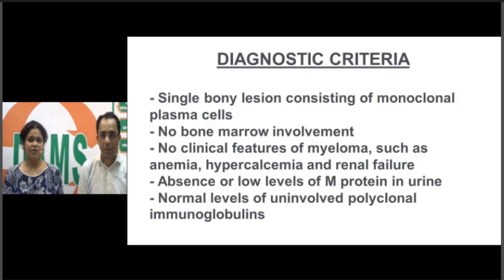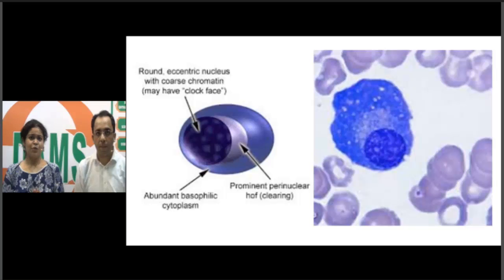There will be no features of myeloma, namely anemia, hypercalcemia, renal failure. We read CRAB symptoms as very characteristic of multiple myeloma. Here we only have B, we don't have CRA. It is only a bony lesion. We always use urine or serum electrophoresis to look for an M protein, which tells us that this is multiple myeloma. We don't have that here. Even if we have it, it will be really low. And polyclonal immunoglobulins will be normal, which helps us differentiate this from osteomyelitis as well.